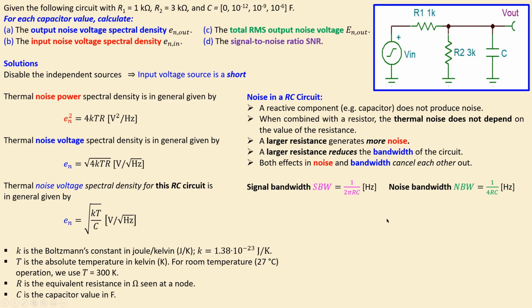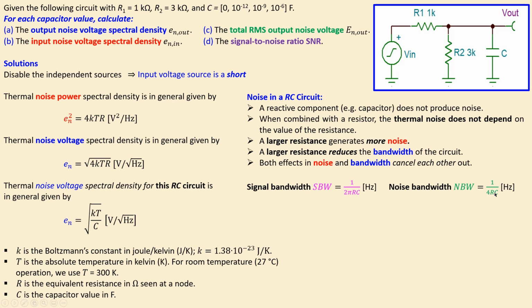But if you also look at the noise bandwidth, which is the actual bandwidth we need to consider, you need to convert from the signal bandwidth to the noise bandwidth, which has a conversion factor of pi over 2, which is 0.5 times pi. So if you multiply this by pi over 2, you will have the noise bandwidth for this RC circuit of 1 over 4RC.